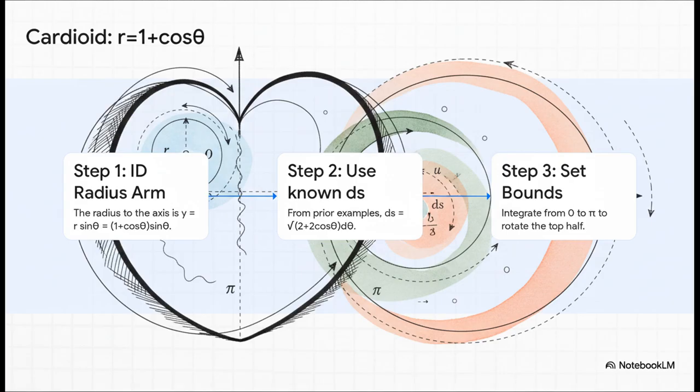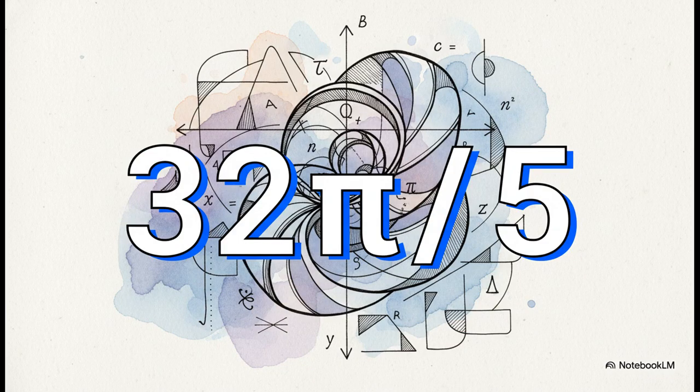And just like with the sphere, we're going to use symmetry. We only need to rotate the top half of the cardioid, which is traced from 0 to pi, and that'll give us the entire surface. So you grind through that integral, it's a fun one, might need to use substitution, but what pops out at the end is this really clean, elegant answer, 32 pi over 5. It's just amazing how calculus can take such a weird, complicated shape and spit out a single precise number like that.